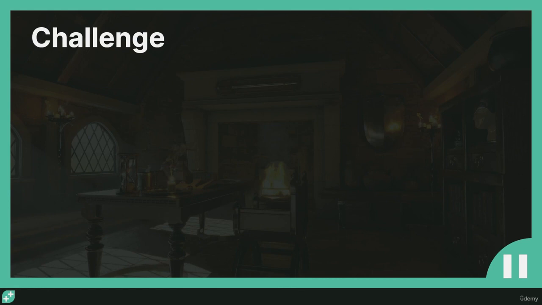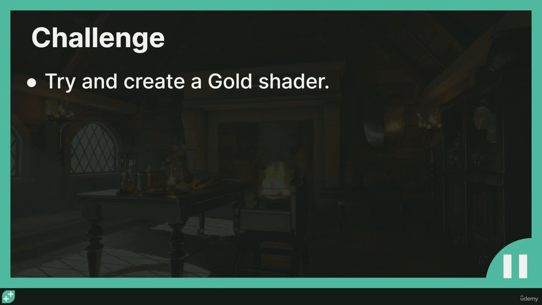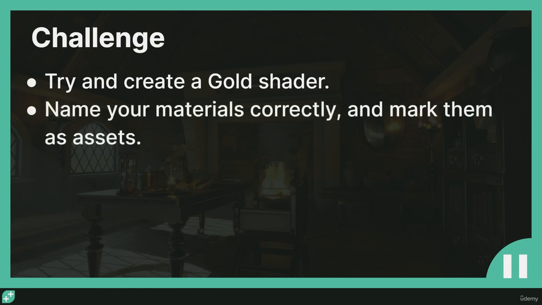Okay, so it's challenge time. Your challenge in this video is to try and create a gold shader. So you're going to be using quite a few of the settings we've already looked at, primarily metallic and roughness, but you'll also have to find a good diffuse colour for your gold shader. Now, once you've created your shader, name your material correctly and mark it as an asset.